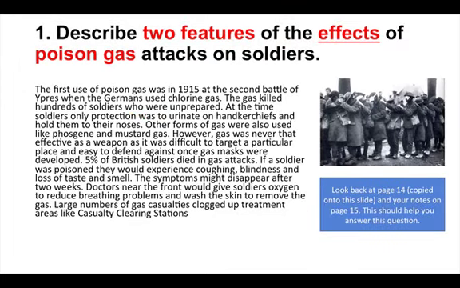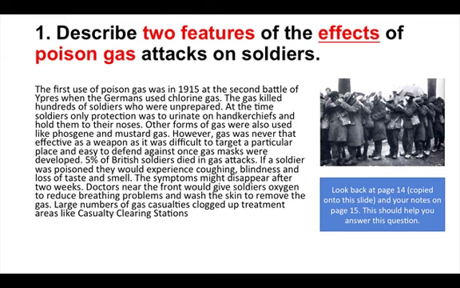So let's have a look at this for the question that I'd like you to complete. At the back of your booklet, you've got these 3 different question styles and there's actually 2 examples. Your homework, or your home learning, is to complete the first example of each. So in this case, the question is, describe 2 features of the effects of poison gas attacks on soldiers. Now look at it, it's the effects.